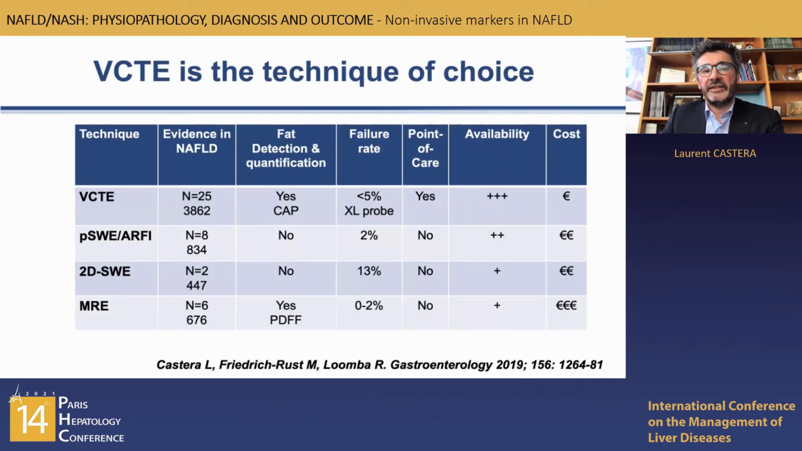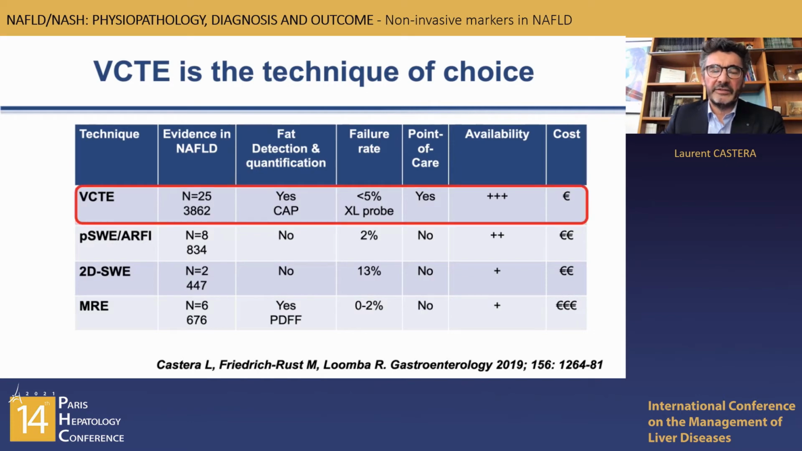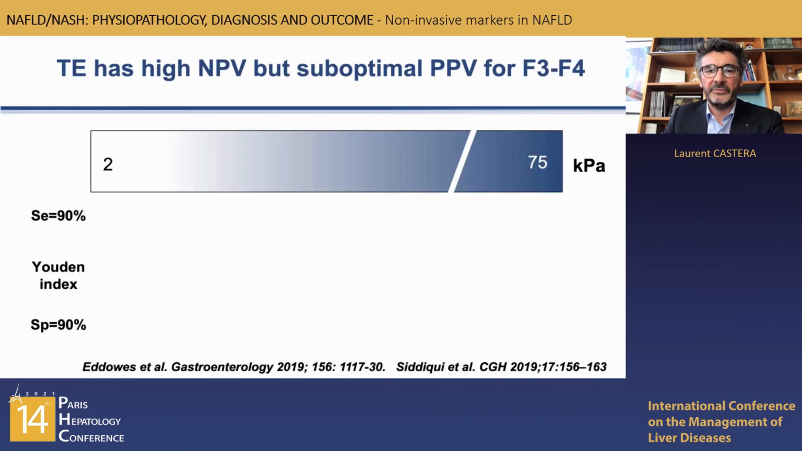This table summarizes the respective advantages and disadvantages of the different techniques, and you can see that VCTE is clearly the technique of choice because it has the highest level of evidence in NAFLD. It allows fat detection and quantification. The failure rate is below 5% when you're using the XL probe. It's a point-of-care technique widely available at an acceptable cost.